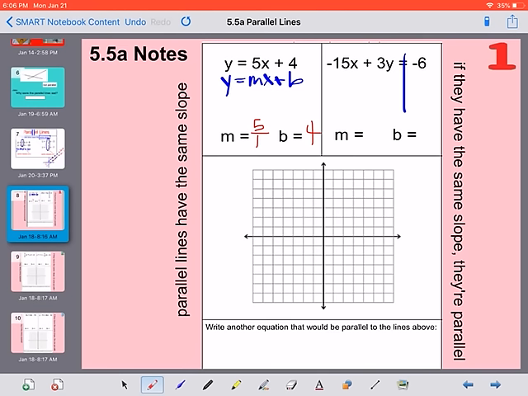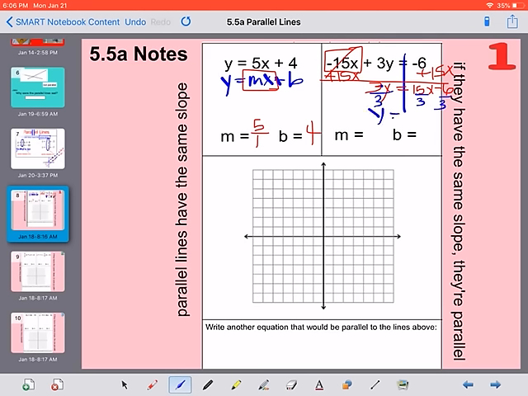Over here we need y by itself, so I'm going to move this negative 15x, so I'm going to add 15x. So we have 3y equals 15x minus 6. Remember, always put your x's first. Our x term always comes first when we write equations. And then the opposite of multiplying by 3 is divide by 3.